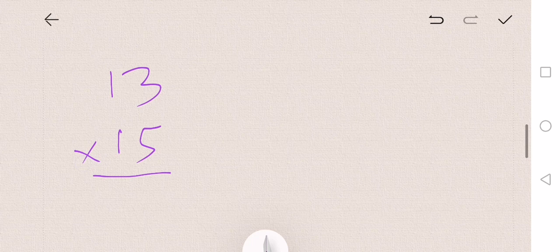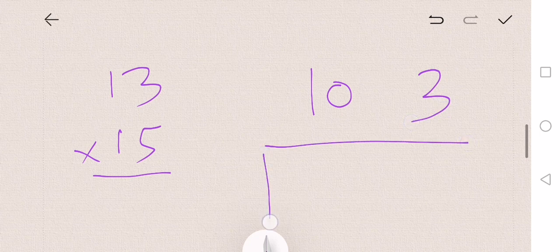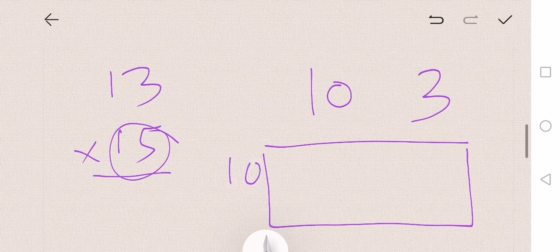If I do double digits, for example, let's go for 13 times 15. Okay, how are we going to do that? Again, 13 is 10 and 3. Then we're going to make a box here. But how many numbers? 2. So 10 and 5.